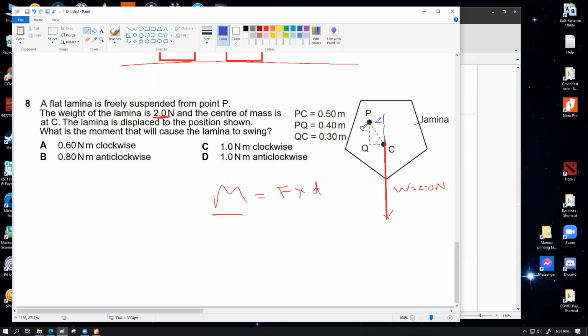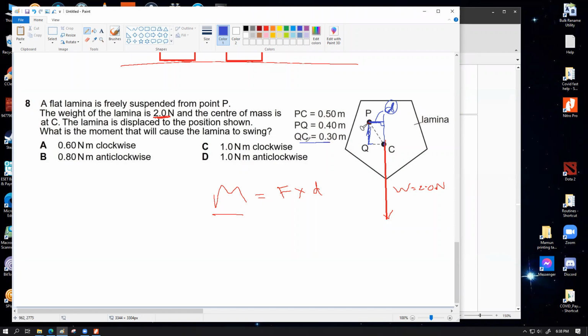Then we can draw the perpendicular line. If you now draw it, this will be the perpendicular distance onto the force's line of action. And you basically end up with a rectangle. Do you see that rectangle? This is your perpendicular distance. The question is, among these three distances, PQ, PC, and QC, which one represents the distance D? This would be QC, right?